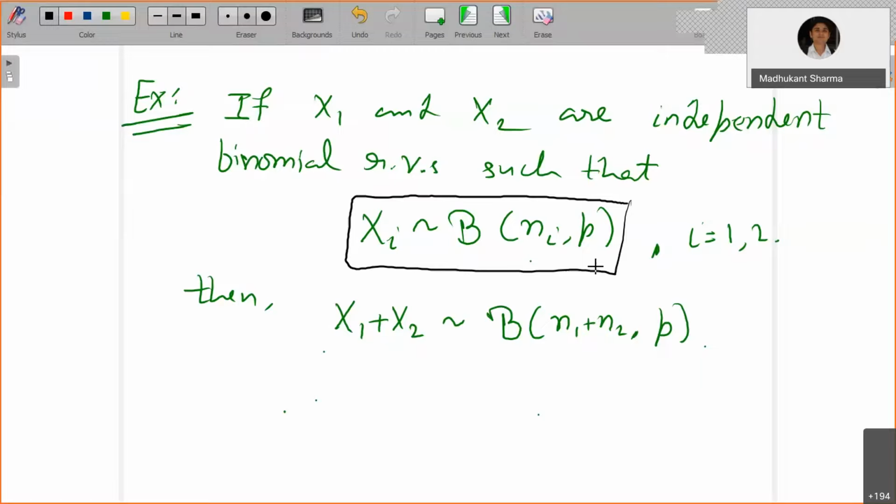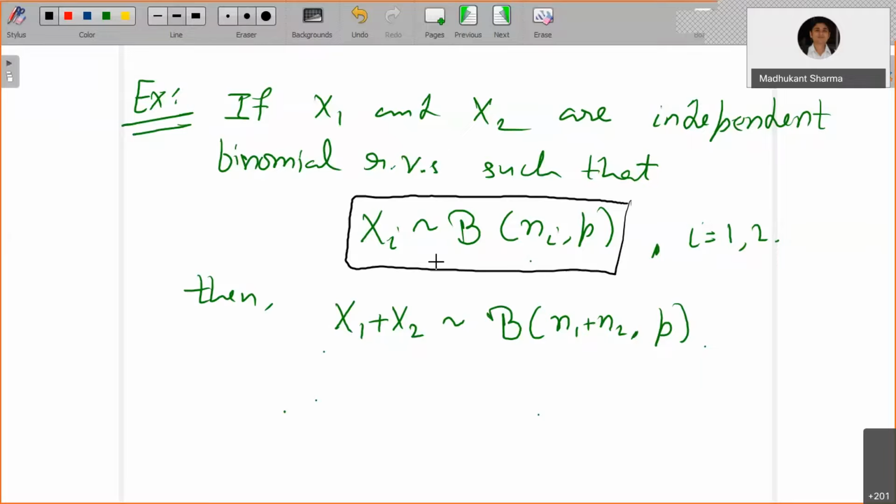Then at the end, yesterday we also looked at an exercise: if you take two independent binomial random variables, and it is important to have independence of these two random variables, then their sum will also follow a binomial distribution. Let's say x1 follows the binomial distribution with n1 comma p, and x2 follows the binomial distribution with n2 comma p. So the probability of success remains fixed, and that you should keep in mind.